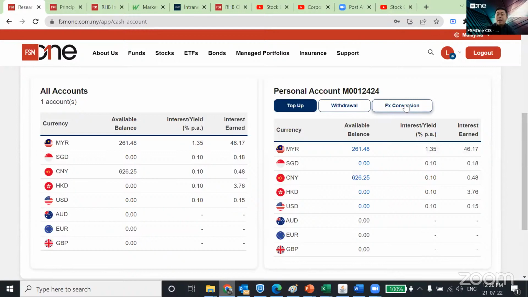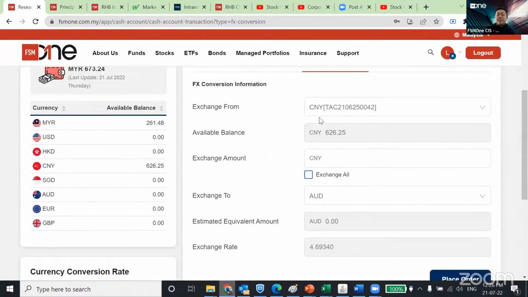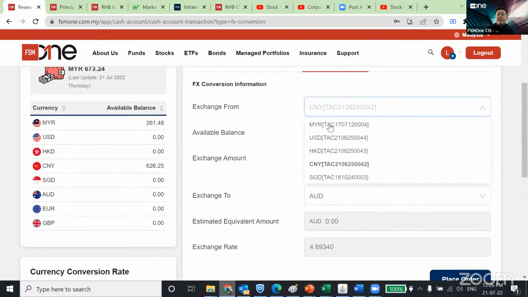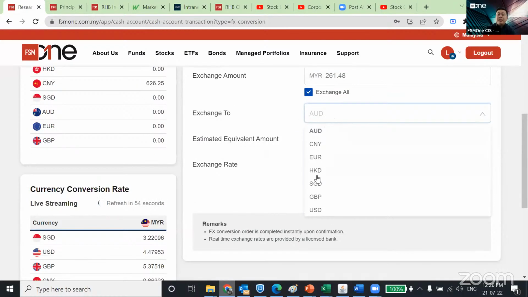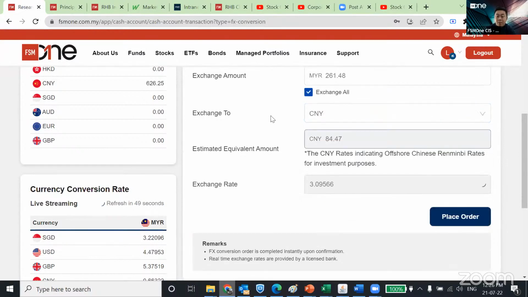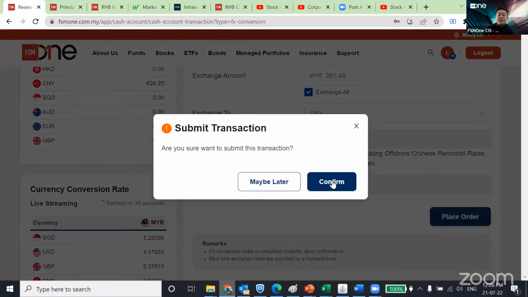What you can do is click on FX conversion over here. Then you just select that you want to convert from MYR, and I would like to exchange all, and then select CNY. Automatically we will show you the exchange rate and the estimated equivalent amount that I will get after I exchange into CNY. So I just place the order and confirm.